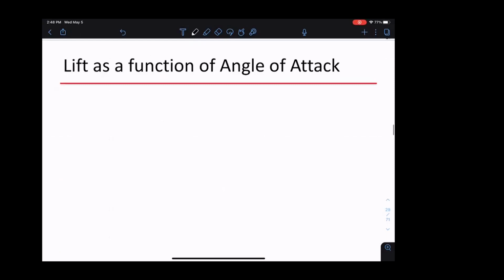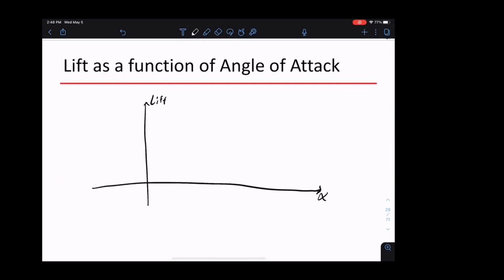If you look at the function of lift as a function of angle of attack, alpha is our angle of attack, and this is how much lift we generate. At 0 angle, we still generate some lift. So if you look at it, it basically goes something like this. There's some negative angle where you have 0 lift. And then here you have the stalling region. This is where you stall. So when you operate, this is your operating region.